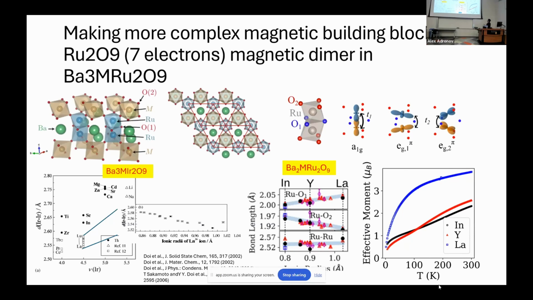But what's really strange is that in the magnetic susceptibility, although indium and yttrium are similar, lanthanum is completely different. The effective moment is much larger in the case of lanthanum than indium and yttrium, which tells you something is going on. But how to explain this? Is it relevant to the hopping, or what's actually causing this change? Before us, nobody really understood. Before I move on, this dimer contains 7 electrons. Sorry, I forgot to highlight that point.